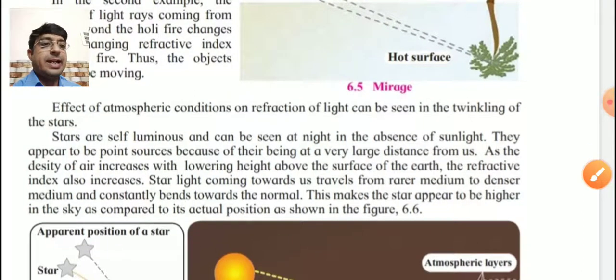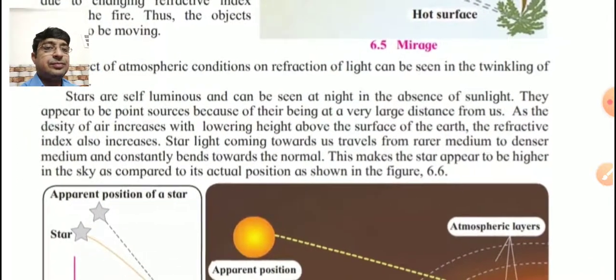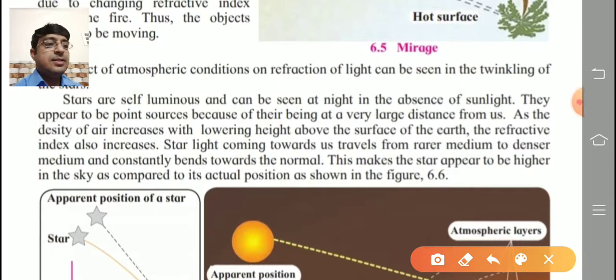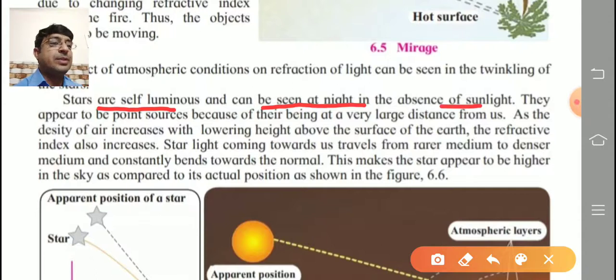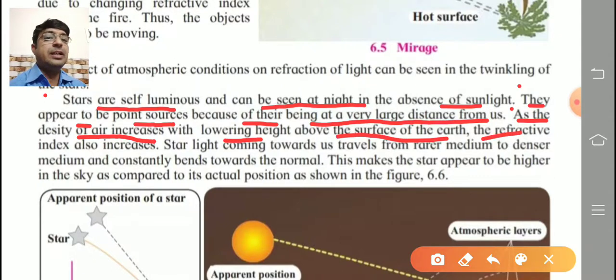Why twinkling of stars at night? This is a give reason question also, for 2 marks. Now see the explanation. Stars are self-luminous and can be seen at night in the absence of sunlight. First point. Second point, they appear to be point sources because of their being at a very large distance from us. Third point, as the density of air increases with lowering height above the surface of the earth, the refractive index also increases. This is the third point.